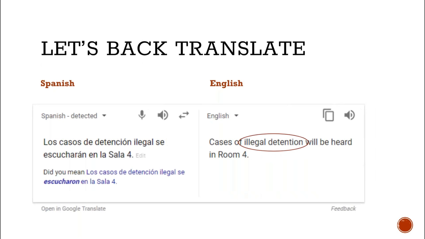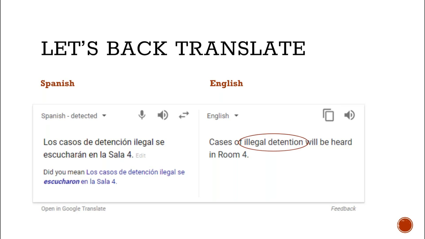So one way that you can check if you don't speak the language that you're translating into, and I only speak one of them, so I have to employ this often, is to back translate things to see what you're getting, right? And when we back translate this, we see that Google is translating this as "cases of illegal detention." So those of us who work with the term unlawful detainer day in and day out, this probably just blows right by us. And I don't even know whether that's a common term in other states. But in California, that is an eviction notice.